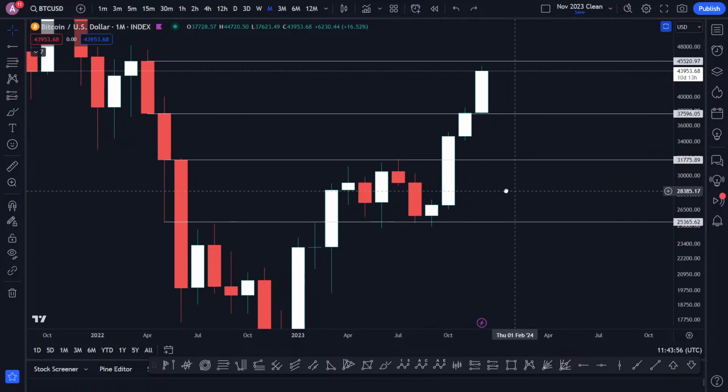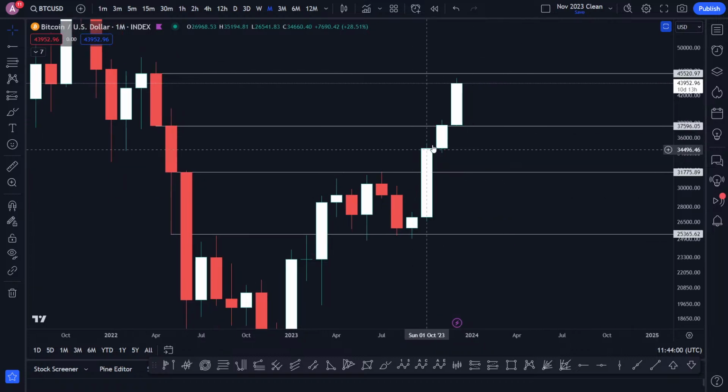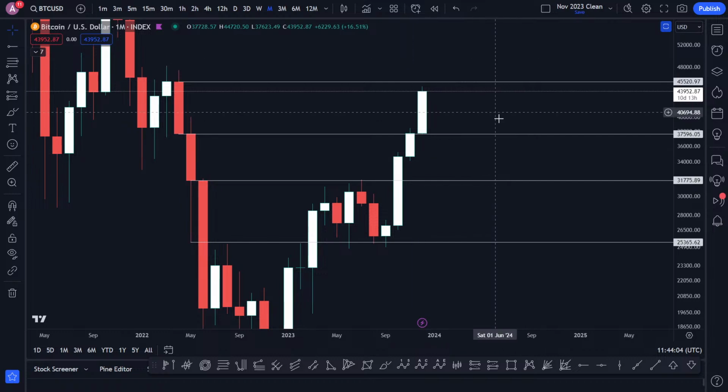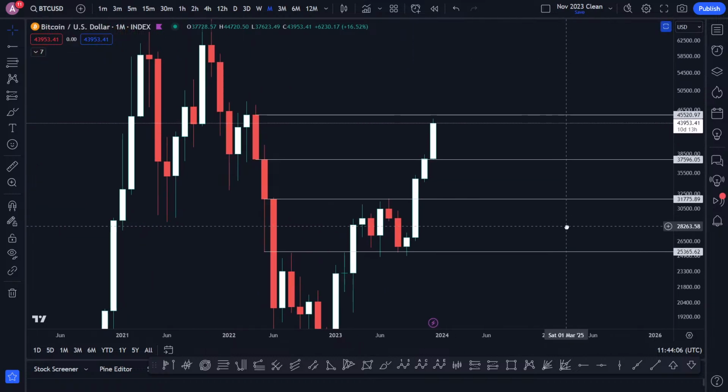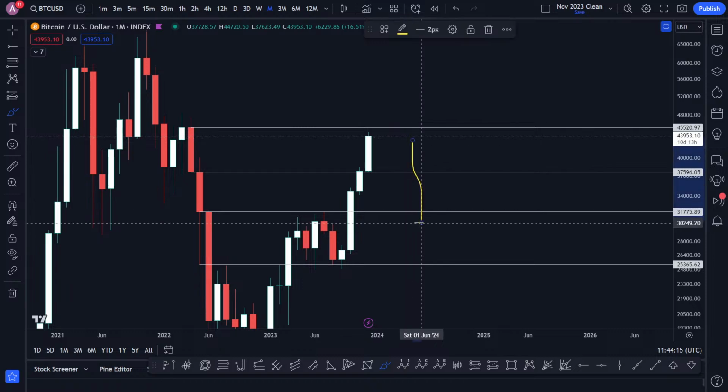And once it left, we haven't back tested, we've just continued. And there's no reason why we can't come back to test. That's how it works. Now, if we do come back to test, usually what will happen is the same thing. It won't just come down. It will come down in sections.